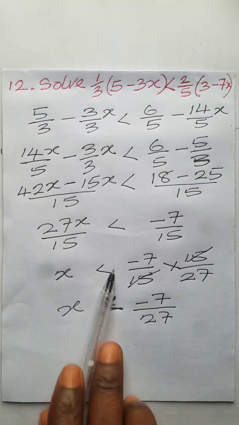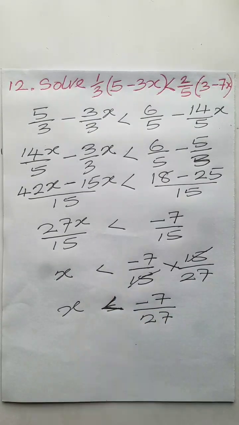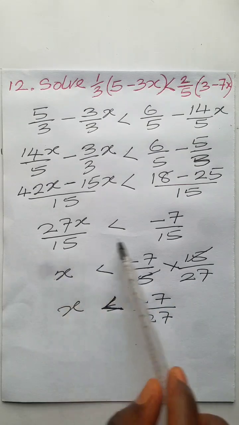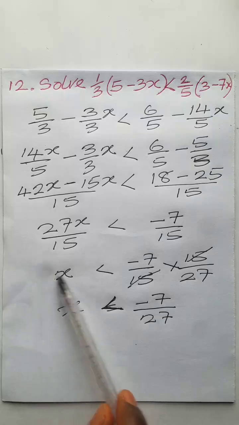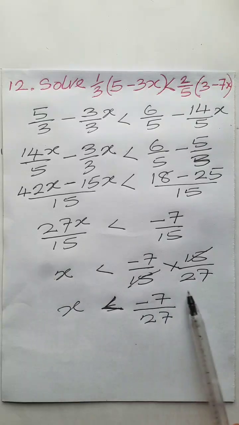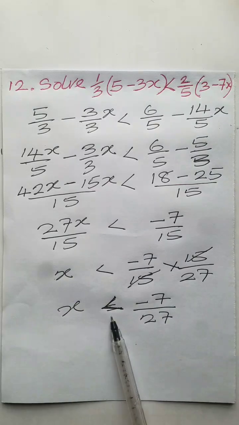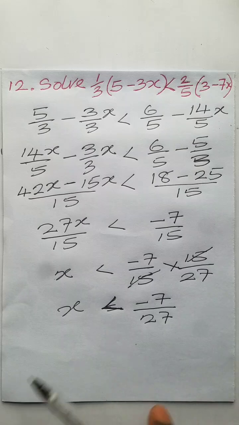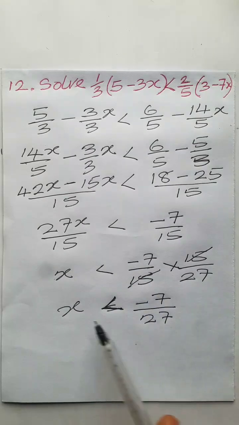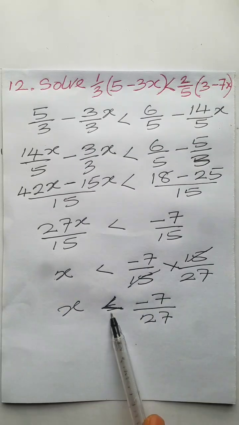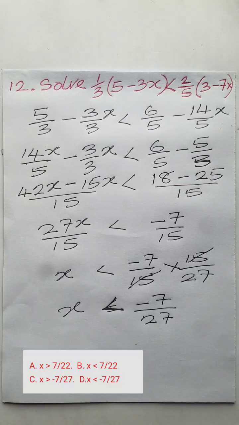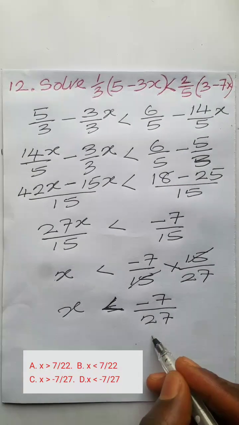Notice nothing happened to the sign. The sign did not change. Please take note that the sign only changes when you are multiplying both sides by a negative number. If in the process of solving you have to move a negative number over to this side, and you have to multiply both sides by a negative number to remove the negative sign, that's when the sign changes. Or if you have to flip this up to this other side, x stays here, and this other side, the sign will change. And that is option D.